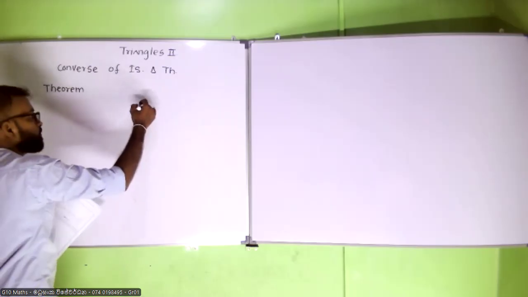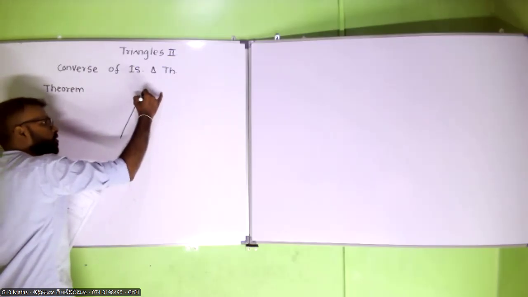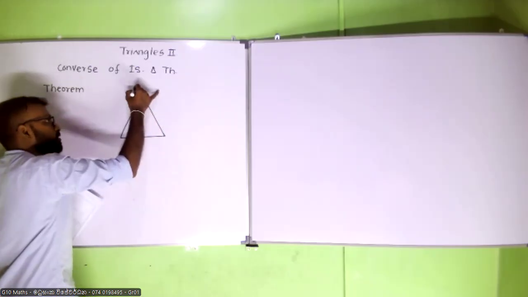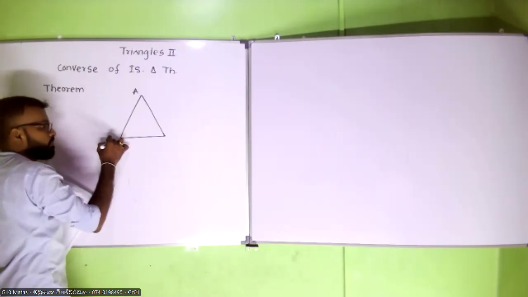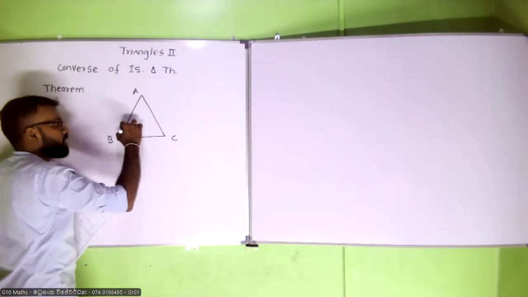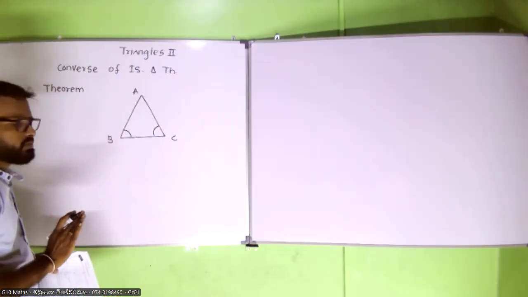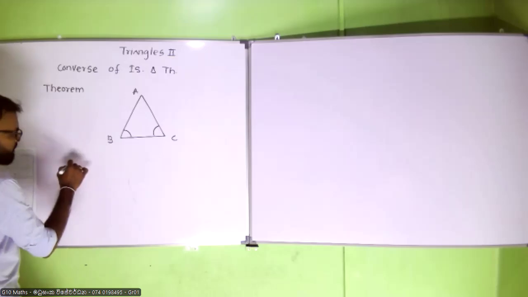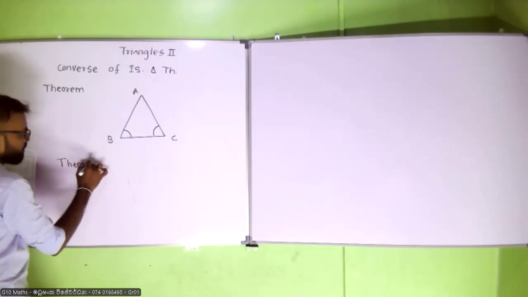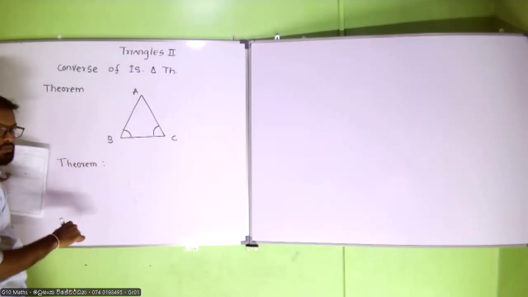First of all, the initial figure is this. Right. Only this you have been given. Now this is a triangle, let's say ABC. They have given you this angle B equals angle C. That's all. Right? So then we can write the theorem. Please write it mathematically. Draw this figure.